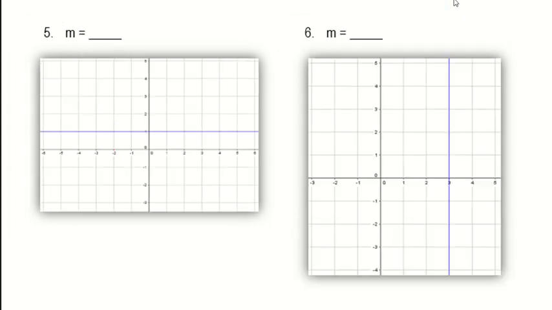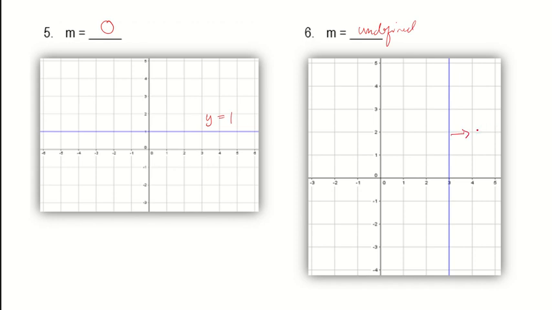Then lastly, we have here the slope of the equation, that is y is equal to 1 and that is always equal to 0. The slope of any horizontal line, regardless of the equation, even if they have different equations, that is always equal to 0. Now, how about the slope of vertical lines? The slope of all vertical lines ay ano? Undefined. Regardless of the equation.